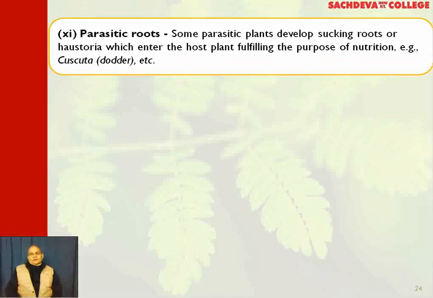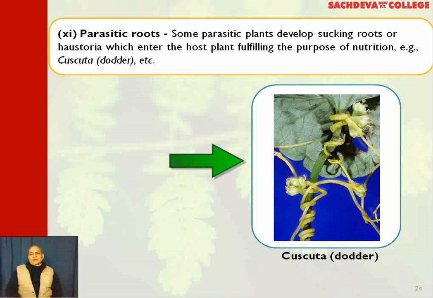Parasitic roots. Some parasitic plants develop sucking roots or haustoria which enter the host plant, fulfilling the purpose of nutrition. Cuscuta is an example, which is called dodder, and you call it amarbel in Hindi. Here you can see that this is a total stem parasite sending the haustoria and deriving the nourishment for the plant itself.